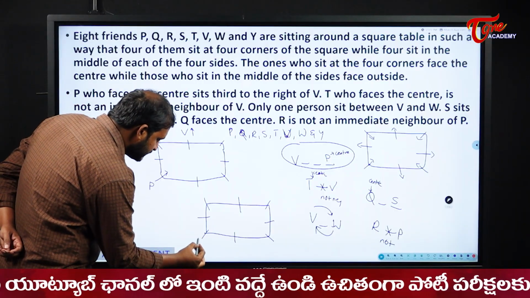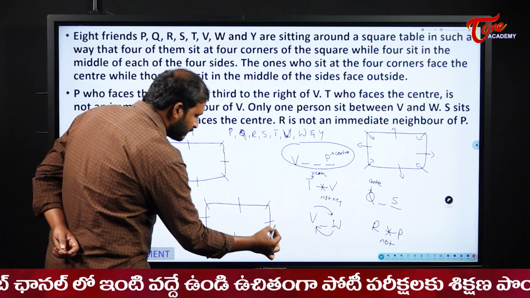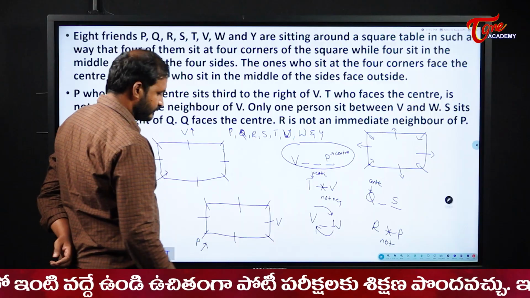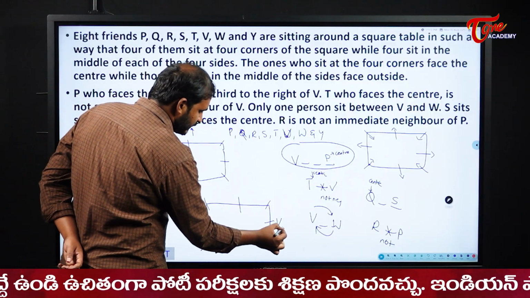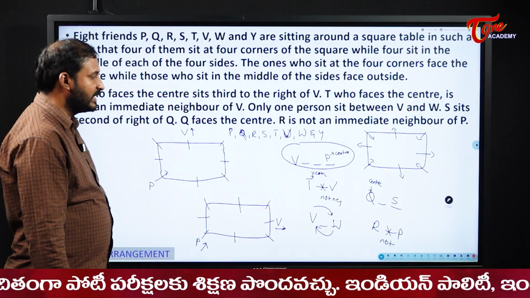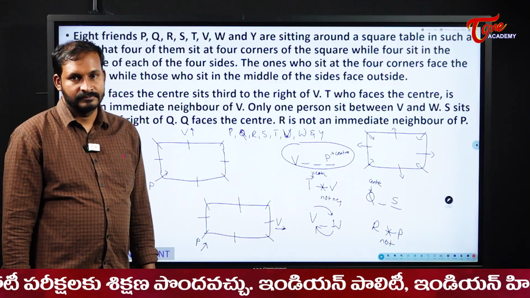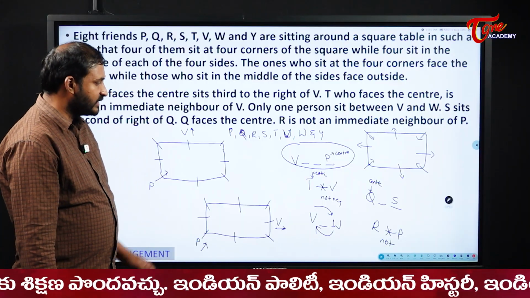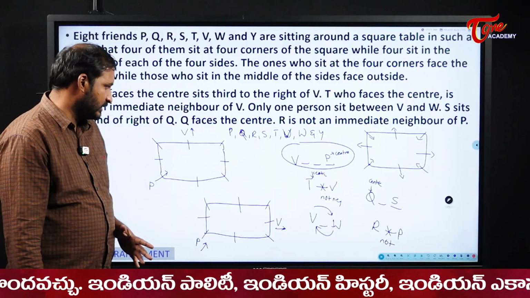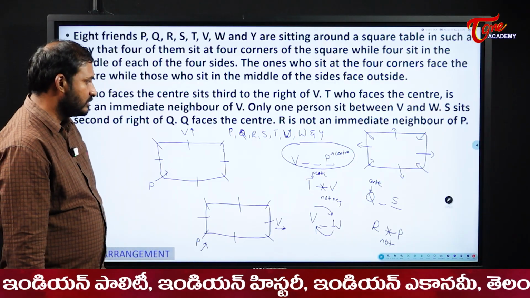Now, if P is seated here, the other chance is that V can come here, because two persons are there between them. Anyway, one thing is very clear: V is facing outward. There is no doubt in that.